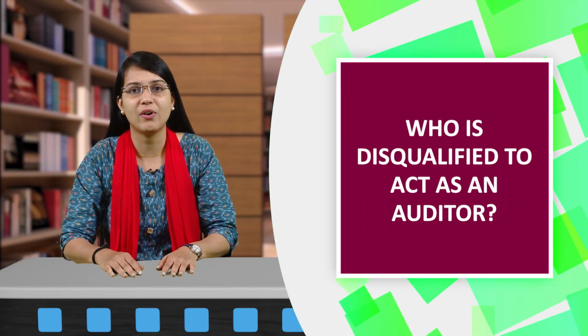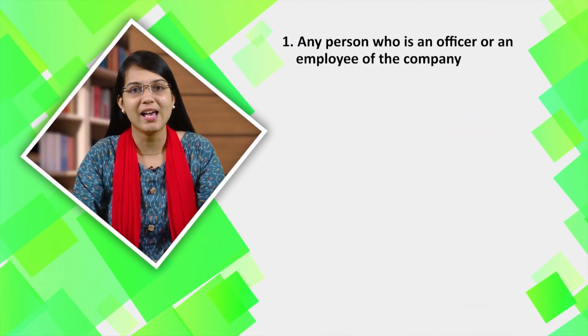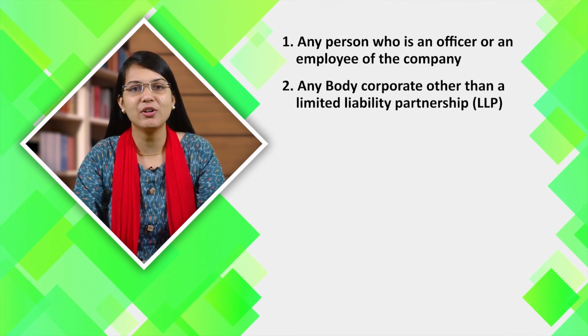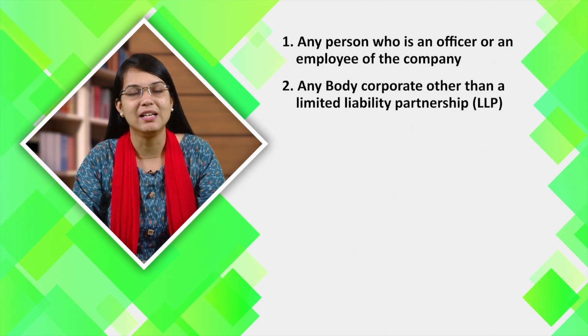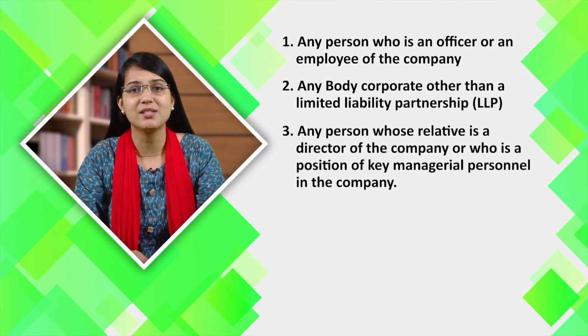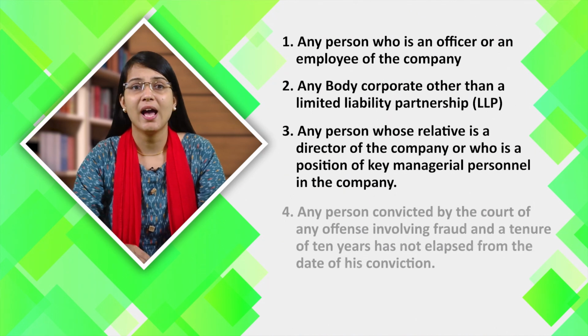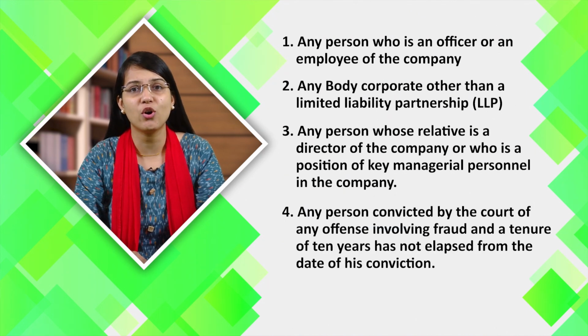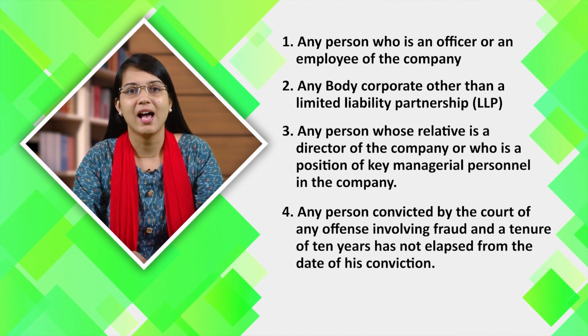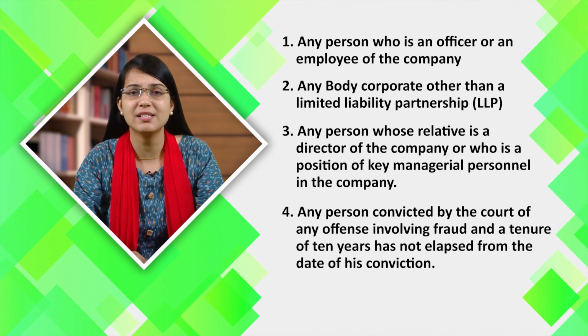Who is disqualified to act as an auditor? Number first, any person who is an officer or an employee of the company. Number second, any body corporate other than LLP, Limited Liability Partnership. Number third, any person whose relative is a director of the company or is in the position of key managerial personnel in the company. Number four, any person convicted by the court of any offence involving fraud and a period of 10 years has not elapsed from the date of his conviction.